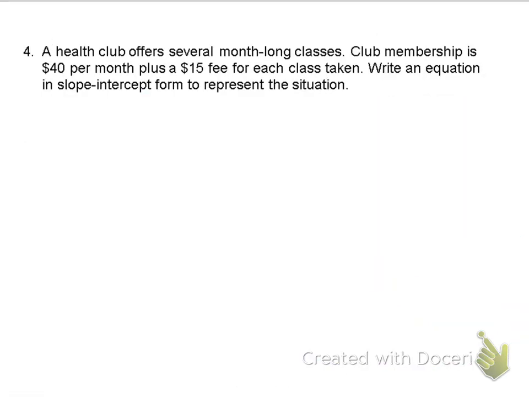In our last example, we're going to take a situation and write an equation from it. So a health club offers several month-long classes. Club membership is $40 for the month and $15 for each class. So write an equation in slope-intercept form to represent the situation. So we could say that it's $40 for the month, if we're talking about the cost, plus $15 for each class that you want to take.